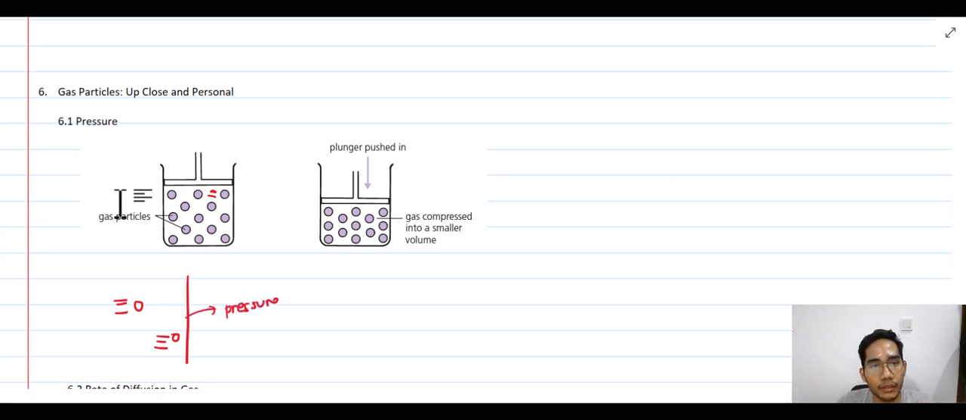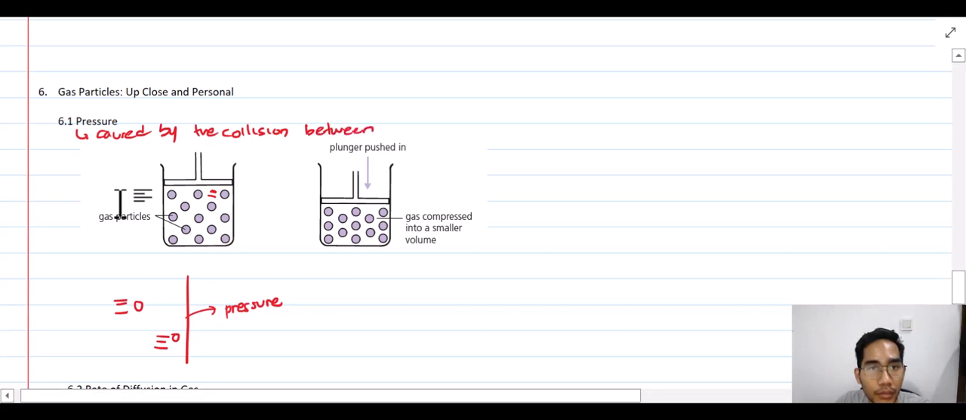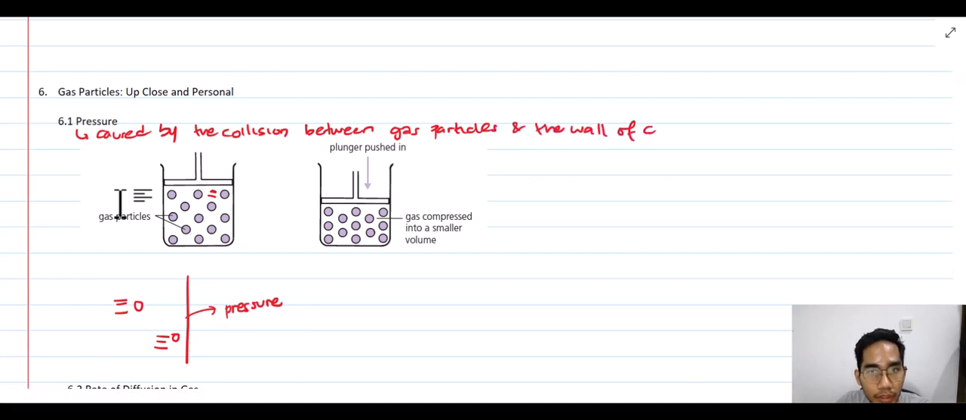So pressure is caused, again, by the collision between gas particles and the wall of the container. So that is pressure. That is what causes pressure.